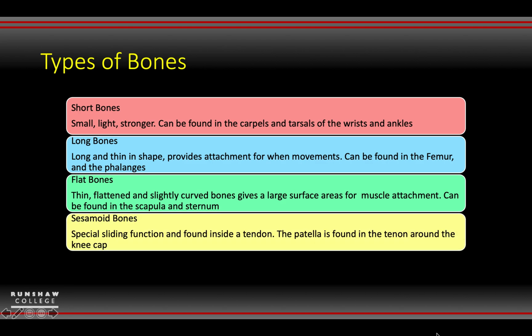Sesamoid bones, these are found in a tendon, so the patella is found inside of the tendons that link to the quadriceps. And this will allow good tracking around a particular area.